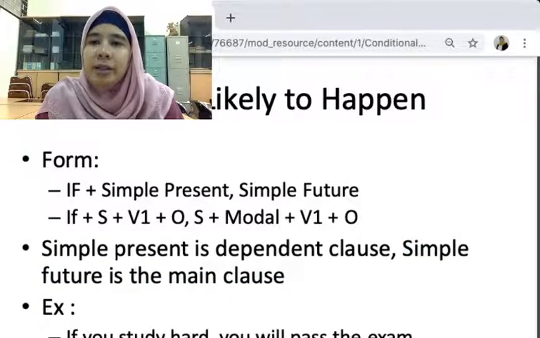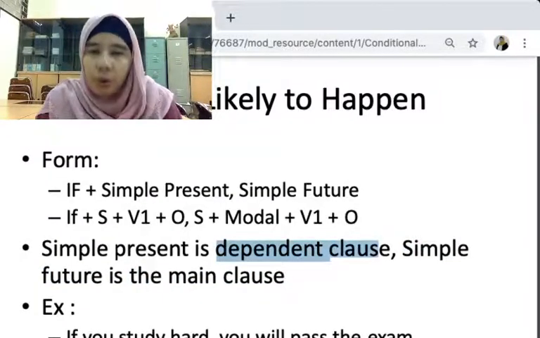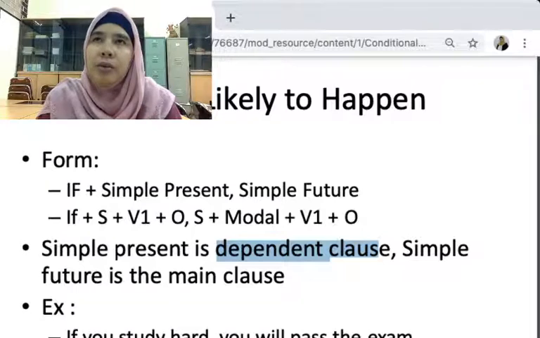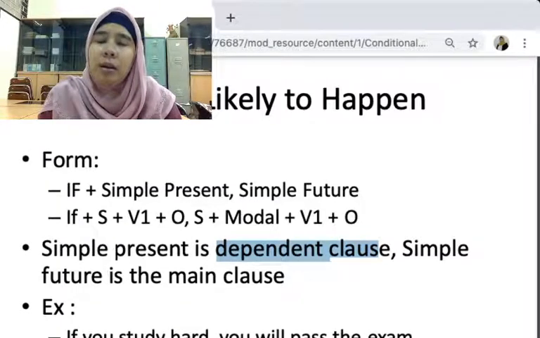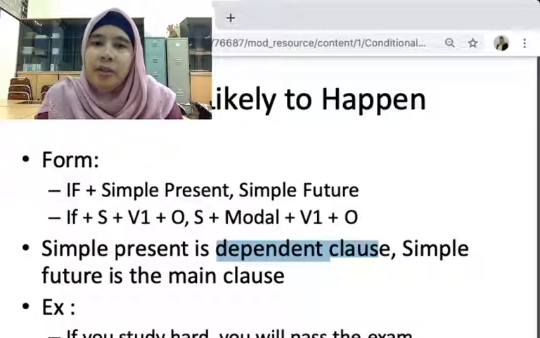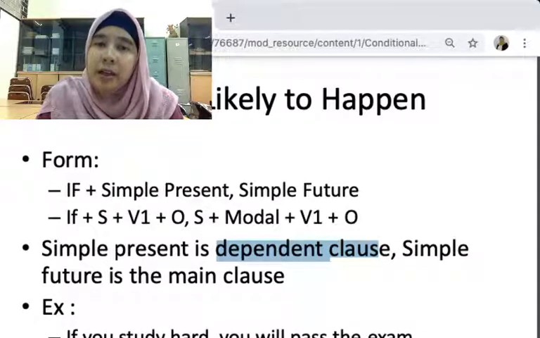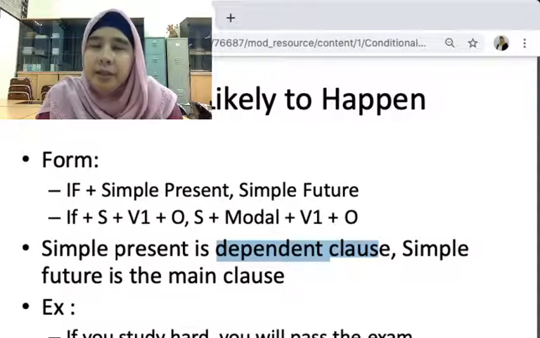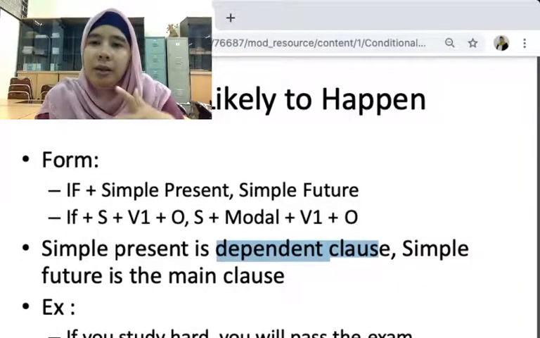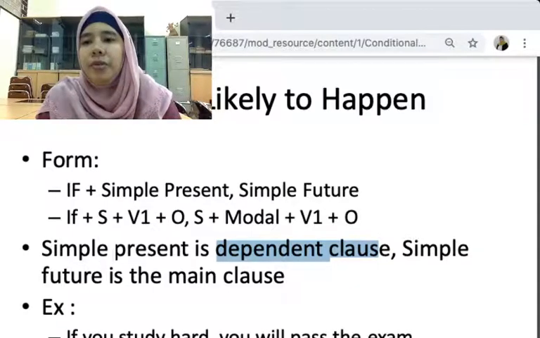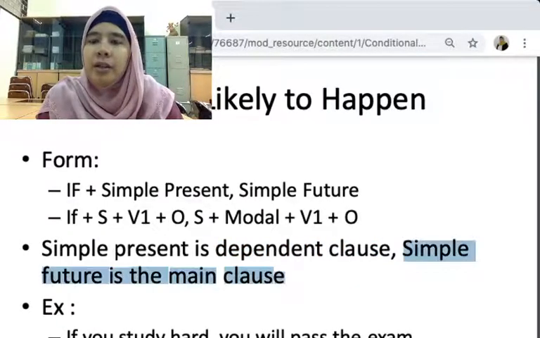Okay, what does it mean by dependent clause? Its antonym is independent clause, a clause which cannot stand alone. Usually it cannot stand alone, and that is called a dependent clause. I have explained this several times in your tenses meeting about the sentence that cannot stand alone. There are some tenses that cannot stand alone, so those tenses are usually in the form of a dependent clause, added with simple future, which is the main clause.